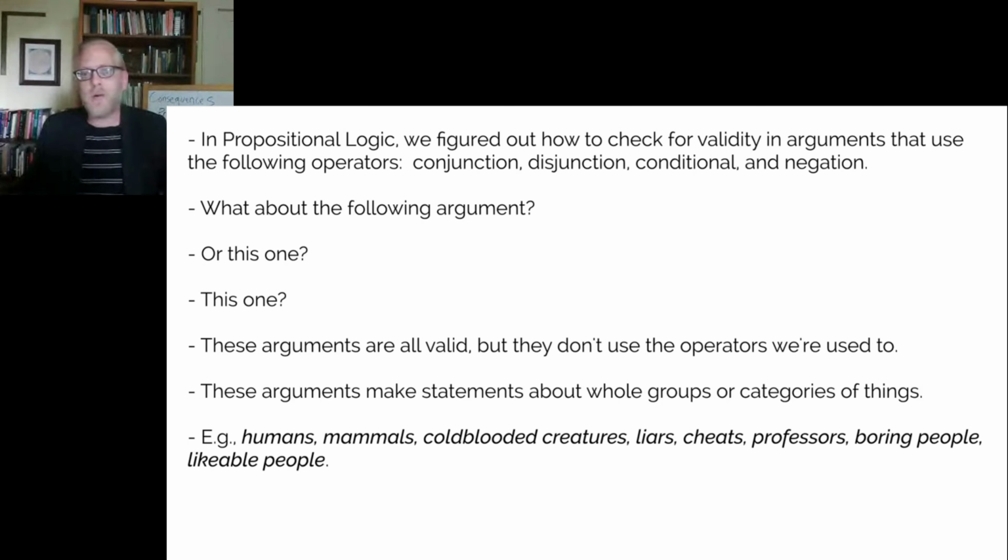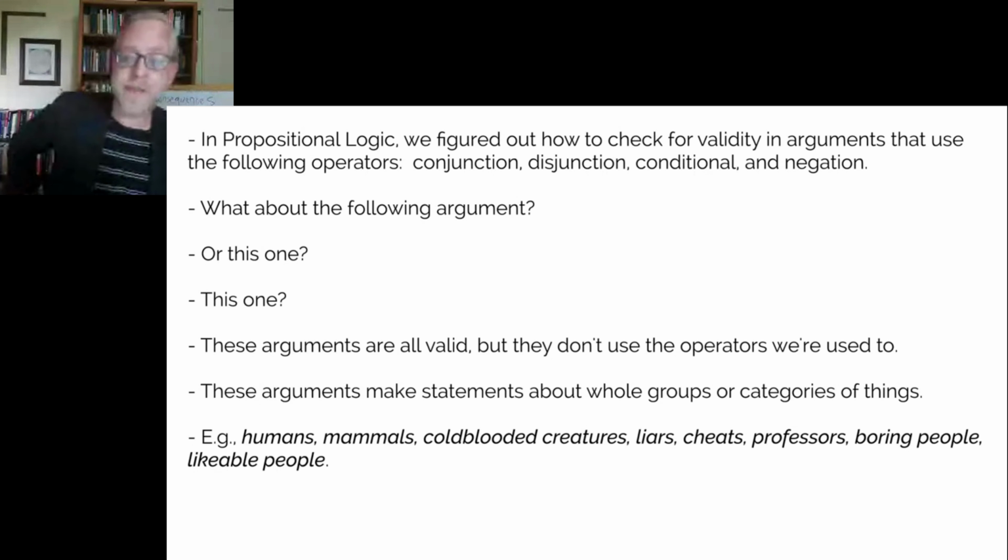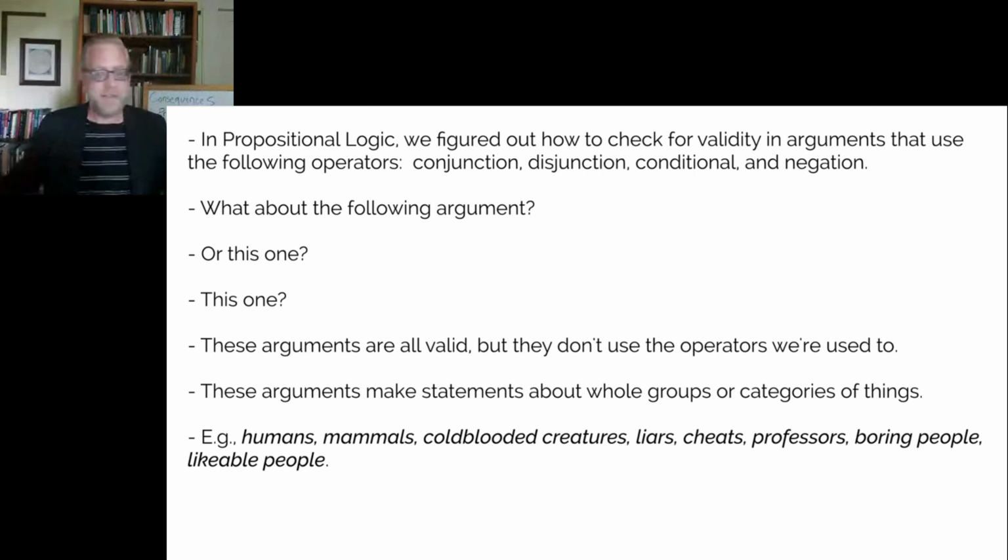Now, some categories only have one member. That can happen. So if you want to talk about an individual person, like we used to talk about, Socrates is human, here you'd have to say something like, all persons identical with Socrates. That's a small category, but it's a category of things, and it has one member, if we're talking about that Socrates.